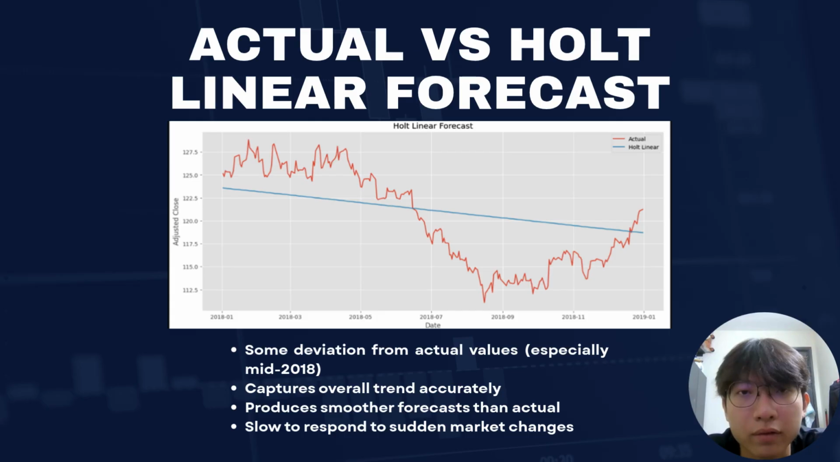Actual versus Holt linear forecast. The forecast shows some deviation from actual values, particularly in the middle of 2018. While it captured the overall trend accurately, it produced smoother forecasts compared to actual observations and is slow to respond to sudden market changes. This behavior was expected since exponential smoothing models are designed to estimate the underlying trend rather than react to short-term fluctuations.